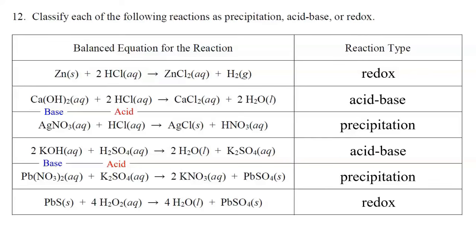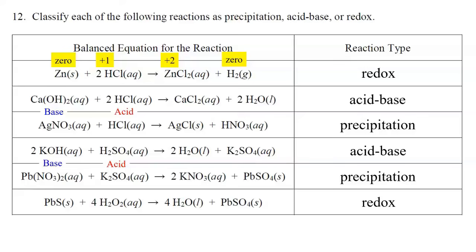Why is the first reaction redox? Well, zinc is changing from an oxidation number of 0 to +2. So zinc is being oxidized from 0 to +2. And then hydrogen is being reduced from +1 to 0. So that's a redox. And in that last example, we have lead, which is +2 on both sides of the equation, so that's not changing. Hydrogen is +1 on both sides of the equation, so that's not changing.